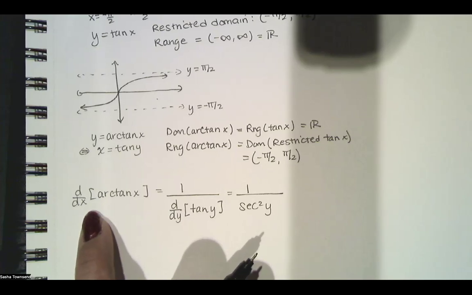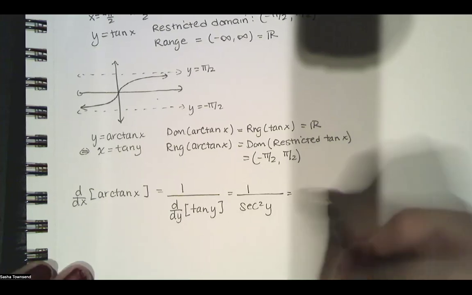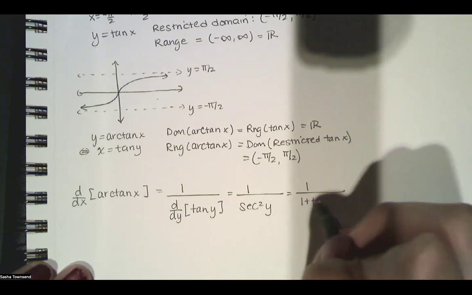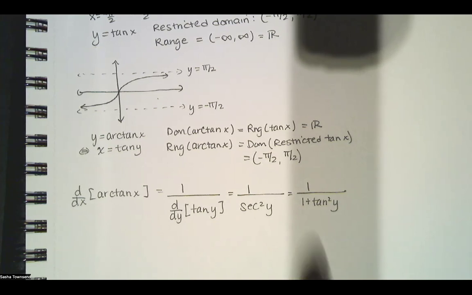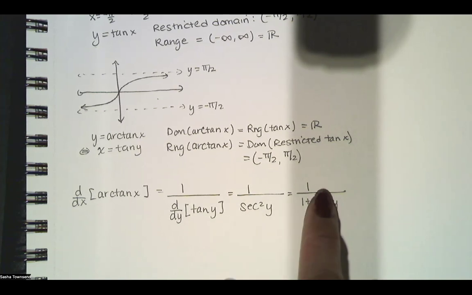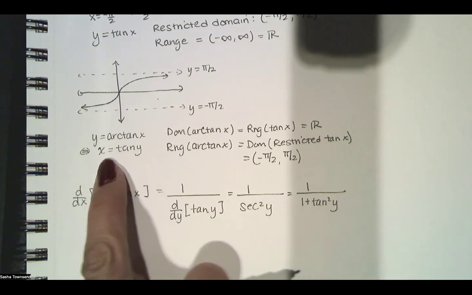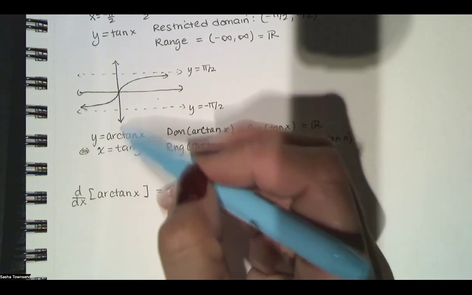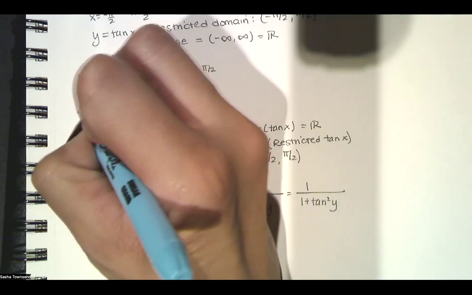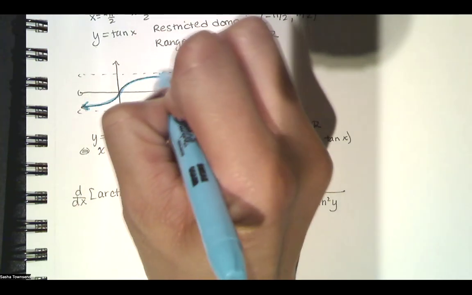You say, well, what is secant squared in terms of tangent? Well, secant squared is 1 plus tangent squared. That's one of our identities. You can take that sine squared of y plus cosine squared of y equals 1 and divide both sides by cosine squared y, and you'll get this equals that. You say, okay, this is 1 over 1 plus tangent squared y. And what is tangent of y? Well, it's x. Now, again, these are not inverse functions. These are two different ways to describe the same set of points.